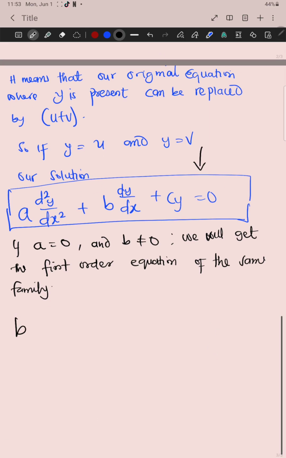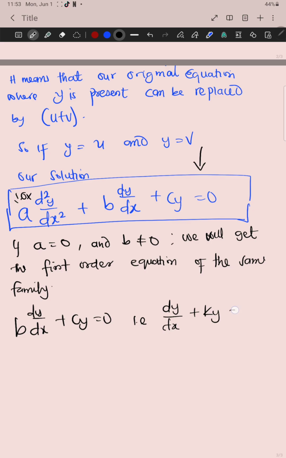What do I mean? If you say b dy over dx plus cy is equal to 0, remember that we have said a is 0, so 0 multiplied by this is 0. Look at it: b dy over dx plus cy is equal to 0. That's a first order differential equation, we all know that. It means that dy over dx plus ky is equal to 0, where k is equal to c over b. Did you see that?